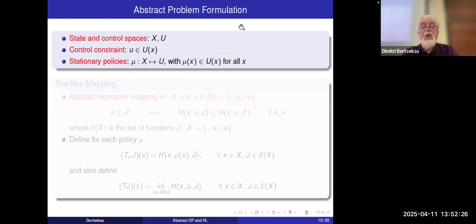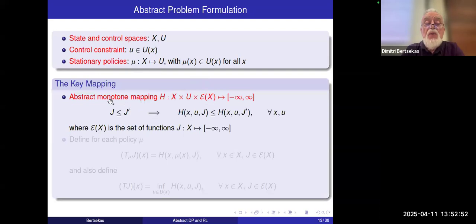And here are the specifics. We introduce a state space X and a control space U. These are arbitrary. A control constraint involves choices that are constrained by the current value of X. Stationary policies are mappings from state to control, satisfying the constraint.